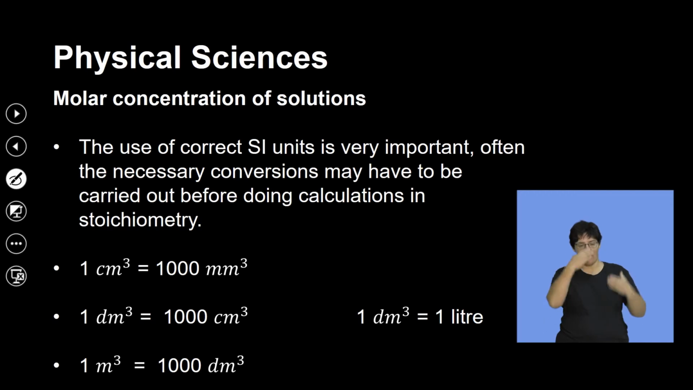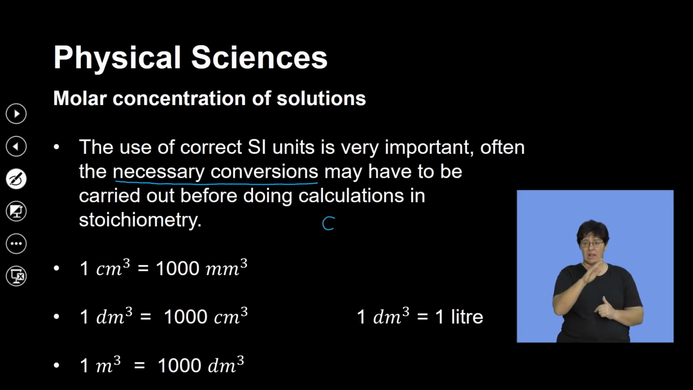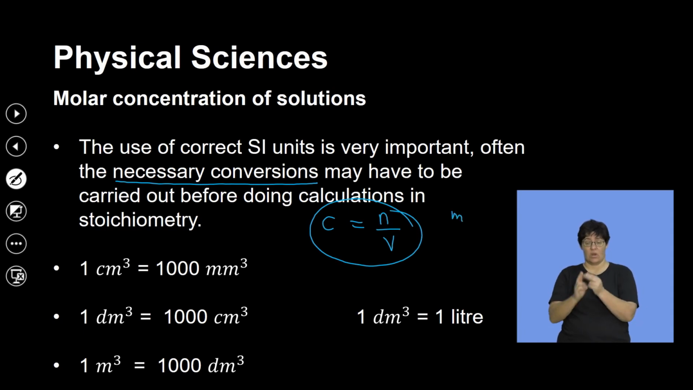Now let's focus our attention on some of the implications as far as the SI units are concerned. There are multiple types of units for measurement, and at some point it may be necessary to carry out conversions before we do any stoichiometric calculations. If the SI unit of concentration is mole per cubic decimeter, then volume must be in cubic decimeters. Even mass has to be changed to moles. Given a mass of sample, how many moles of the solute are present in that mass? And volume must be in cubic decimeters because that's the SI unit of volume.